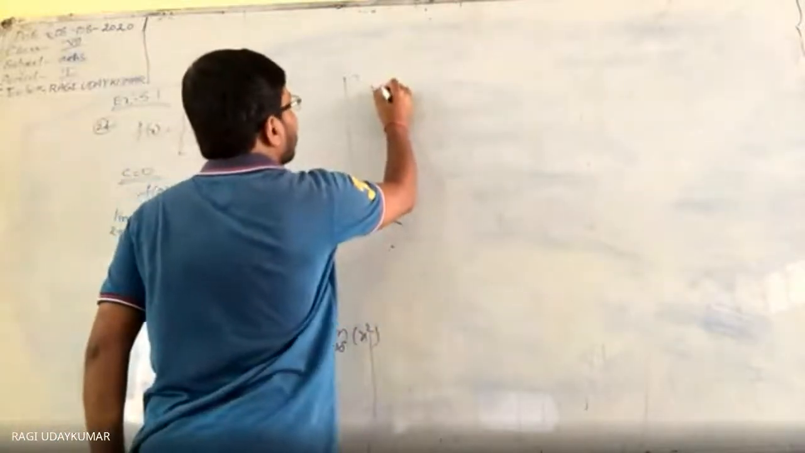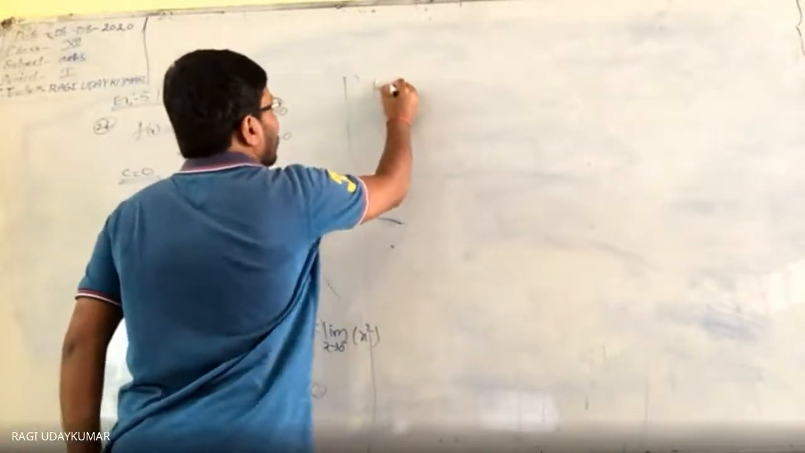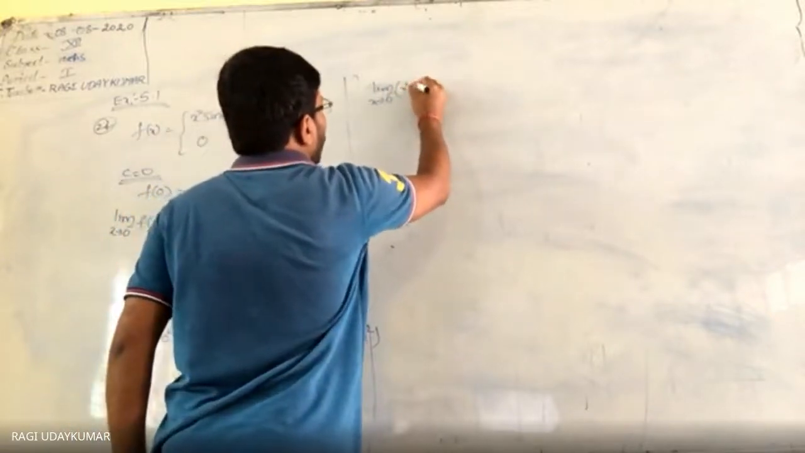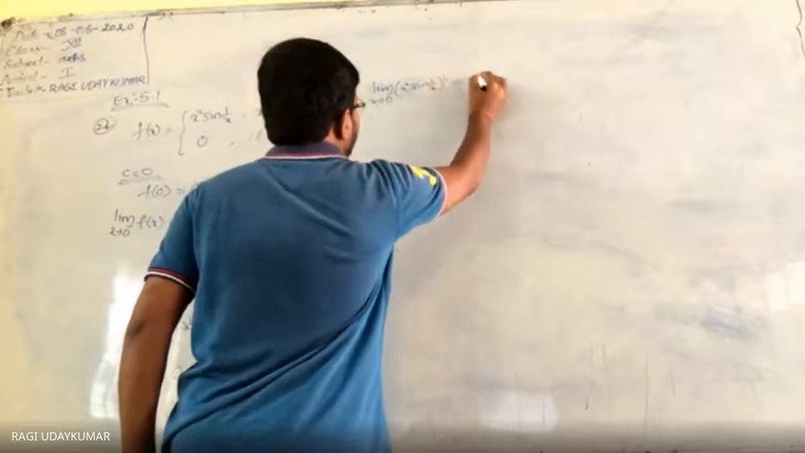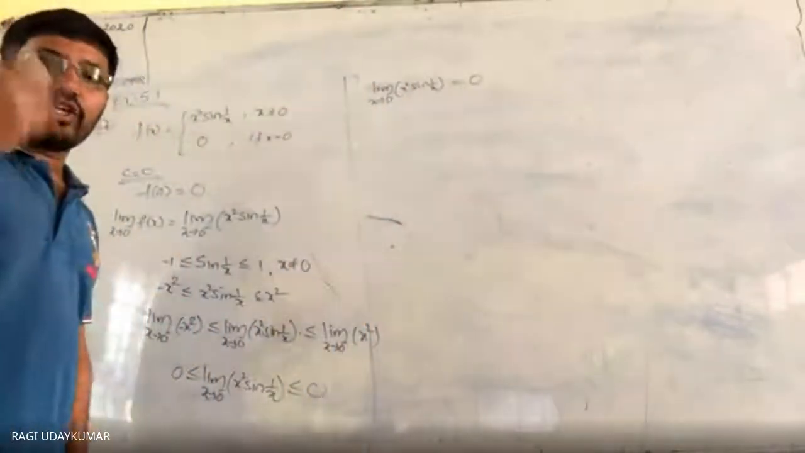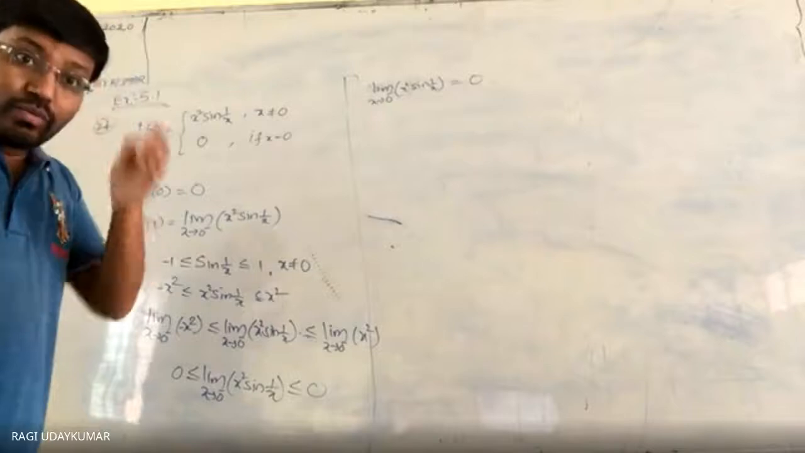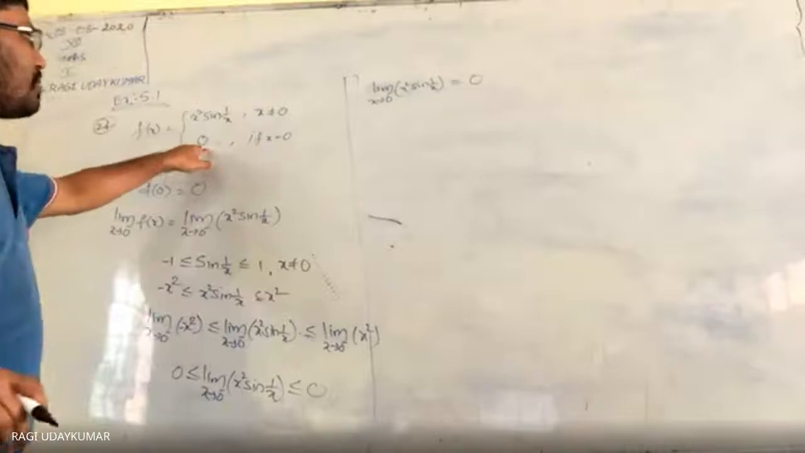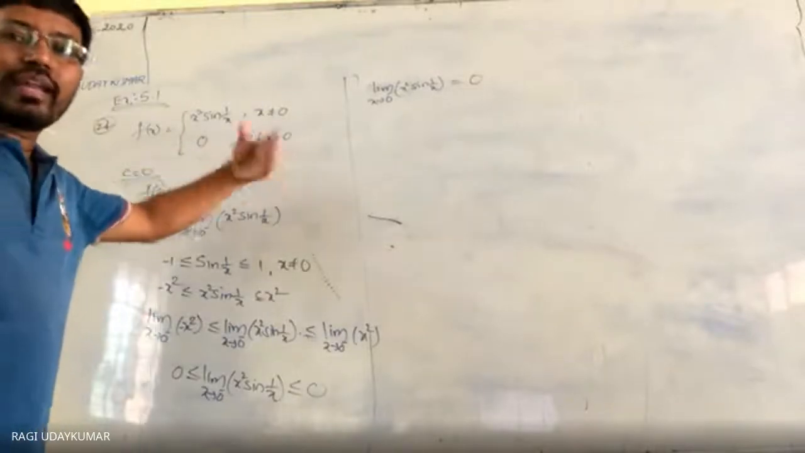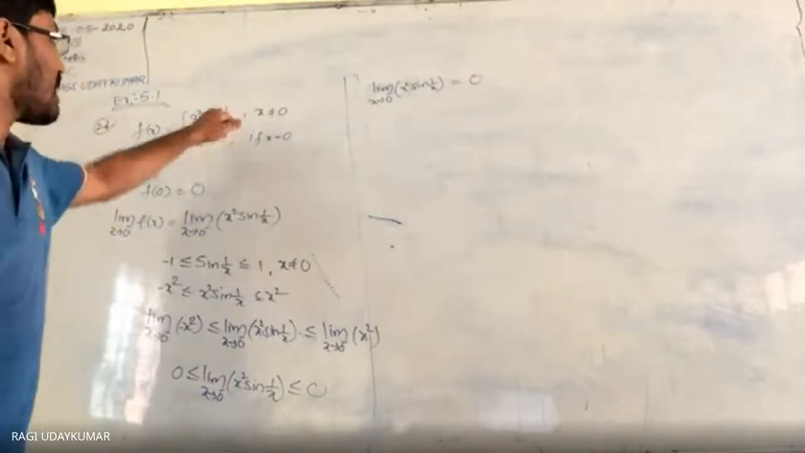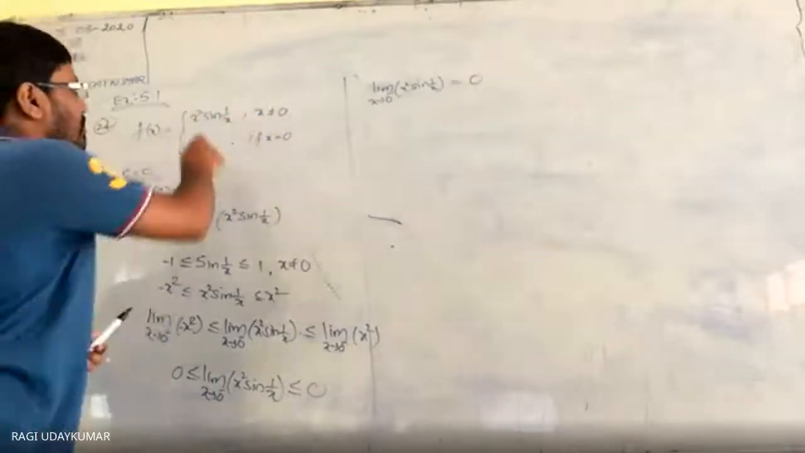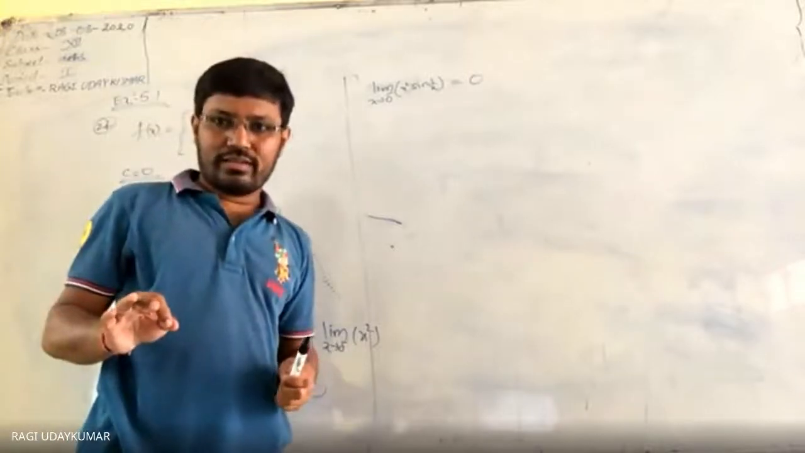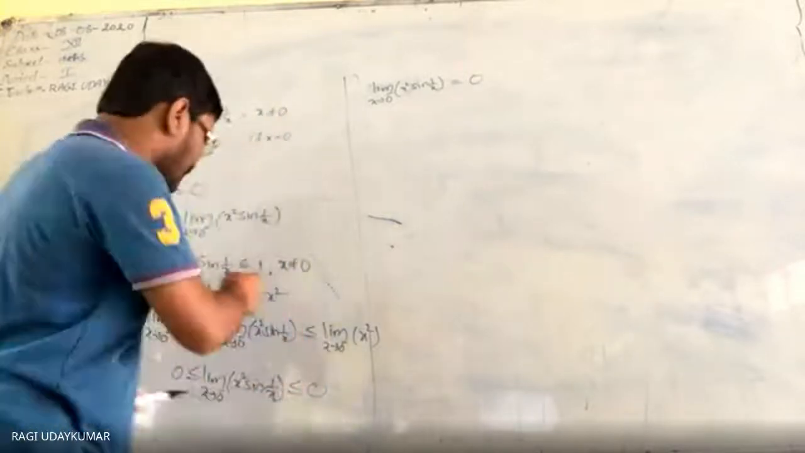Therefore, limit x tends to 0 minus f of x, where f of x is nothing but x square sine 1 by x, is also equal to 0. And for 0 plus, whenever you take 0 plus, it is the right side of 0. In that situation also, for 0 plus you need to take the same function into consideration.